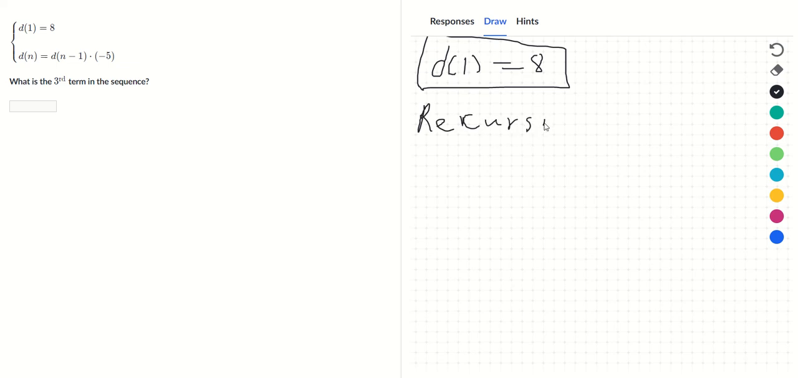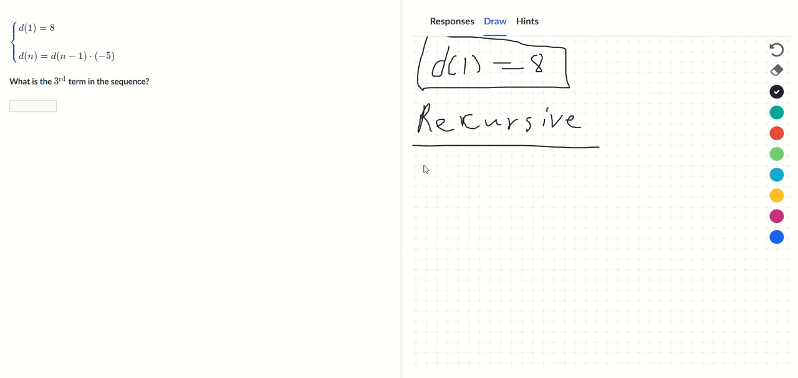Recursive. So we need to go one step at a time. Step number 1, we have the first term already. D of 1 equals 8. That's the first term. But we don't have the second term. So let's go ahead and find the second term, and then we can find the third term.